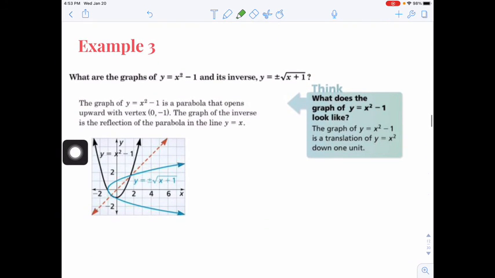The graph is on the following slide with some extra explanation. However, the book just expects that you're going to know how to graph x squared minus 1 and then how to reflect it over the line y equals x. Again, if that's too difficult for you, make a table.